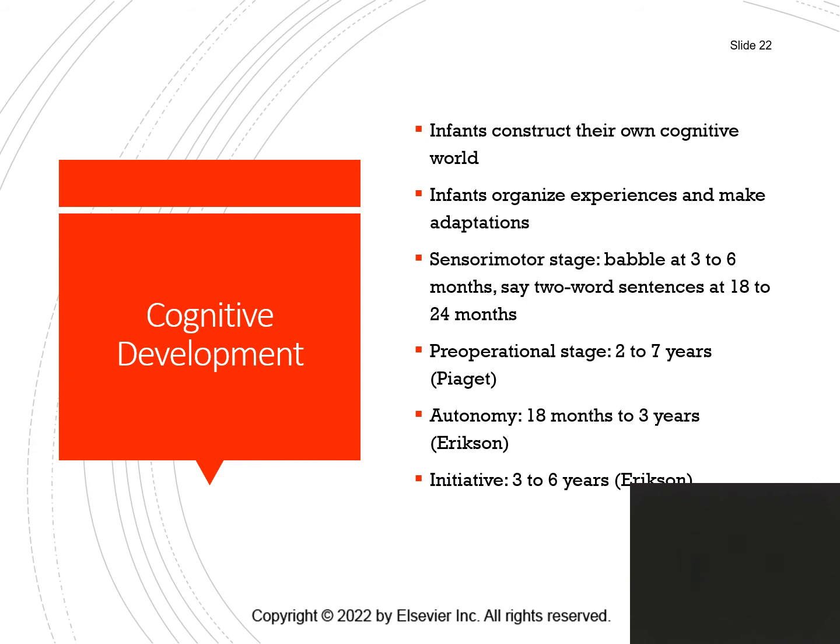According to Piaget's theory of cognitive development, babies actively construct their own cognitive world. The first cognitive stage is sensory motor. This begins with babies experiencing things about themselves. For example, becoming aware of the sensations of their body and discovering their toes.